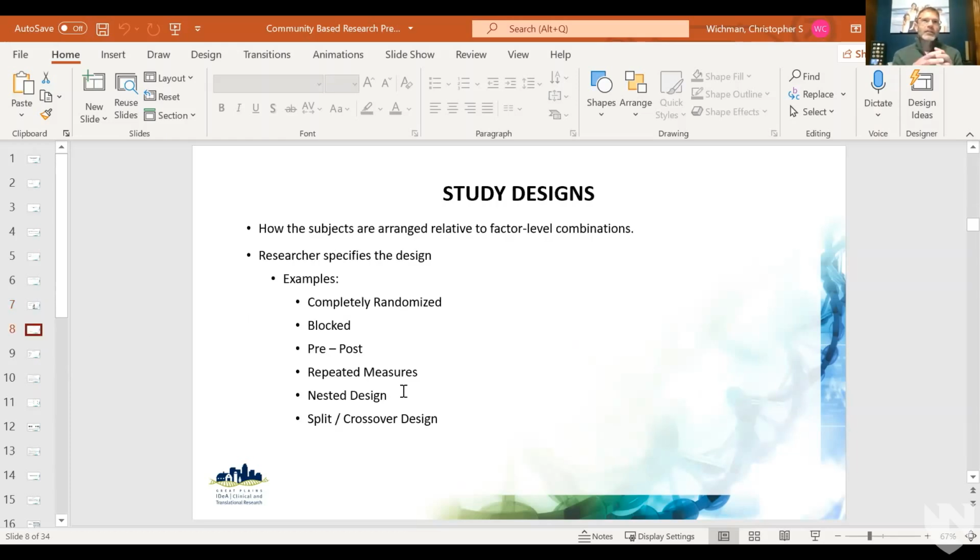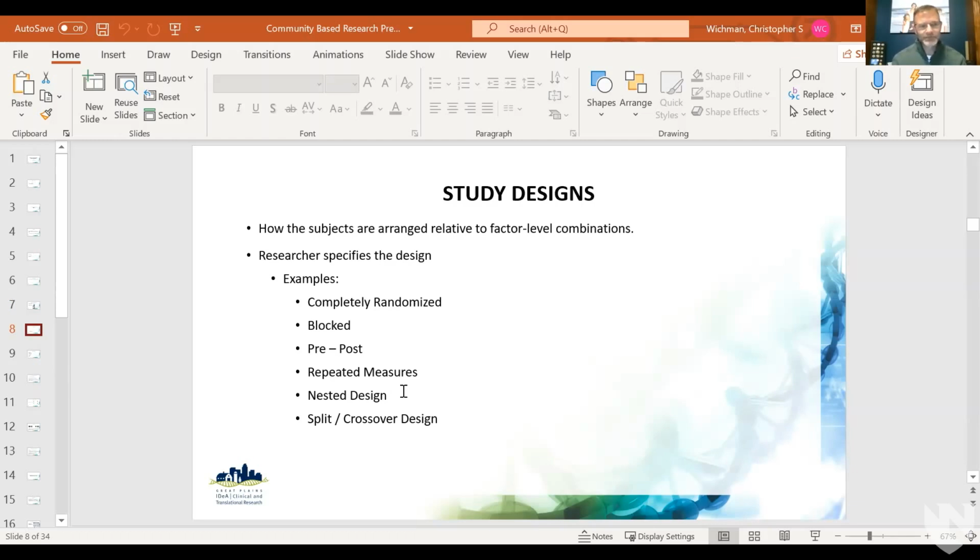So once we have an idea of what we're going to do with our treatment design or the conditions that we're interested in, then we have to come up with a way of, well, how are we going to apply these to our subjects and how are we going to pull our measurements out? And here is where the idea of a study design comes in.